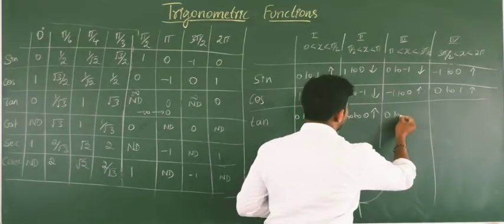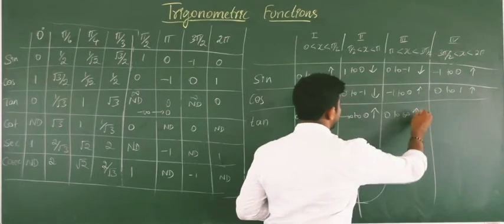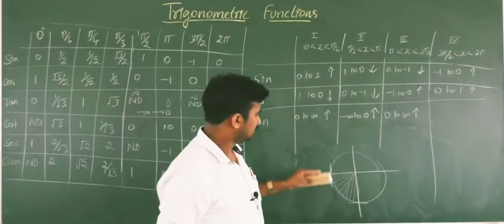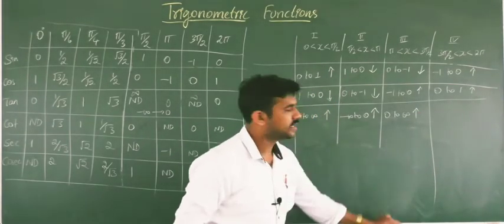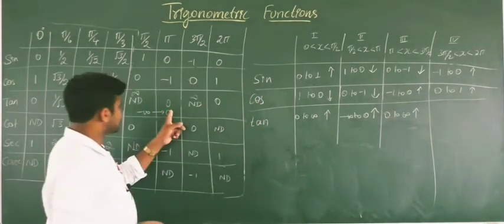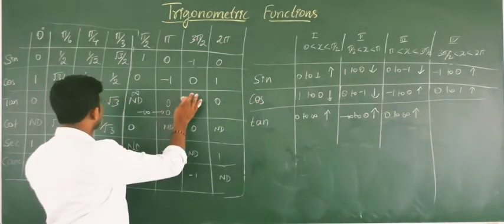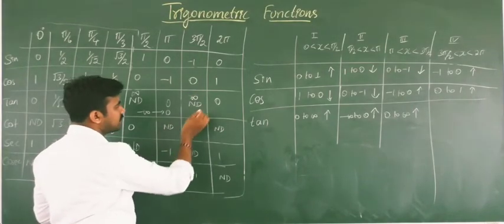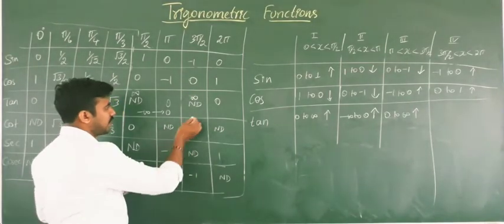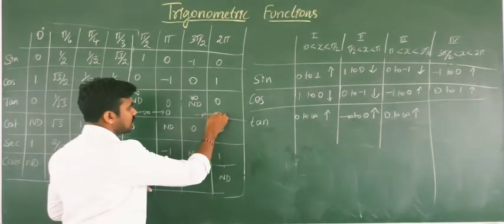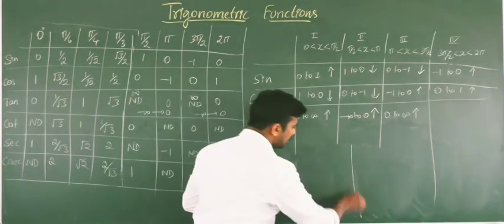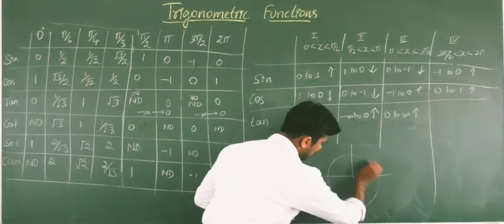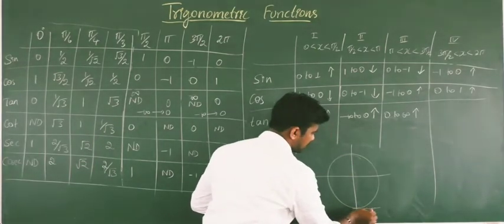In the third quadrant, 0 to infinity, tangent is increasing, okay. And in the fourth quadrant, tangent again is increasing, okay. In the third quadrant, this is plus infinity. And in the fourth quadrant, okay, again tangent is from minus infinity.